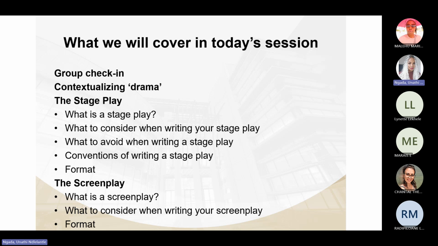Then afterwards, we're going to do a 5-minute activity, which I hope you will find very helpful for the portfolio. Then we're going to touch on the screenplay, what it is, what the key components are that you should take note of when devising a screenplay, as well as the format of writing a screenplay. If you have any questions, please feel free to type your question in the chat box, or alternatively raise your hand and I will recognize you. Just remember to unmute your microphone once I have recognized you.